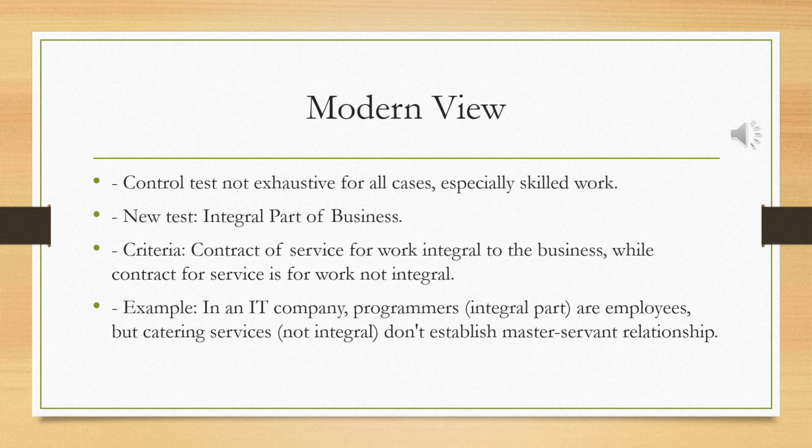Coming to the modern view, the old control test is not applicable as an exhaustive test because in cases of work requiring skill, such as a doctor working in a hospital, the owner of the hospital cannot instruct the doctor on how to treat a patient and can only instruct him to treat patients. Thus, certain other tests have been developed for determining the master and servant relationship.